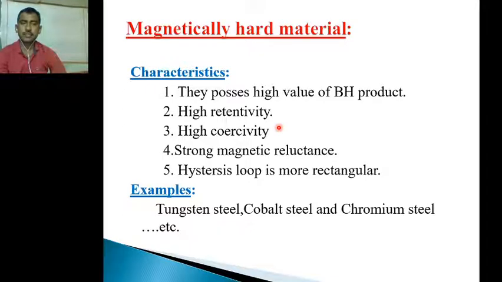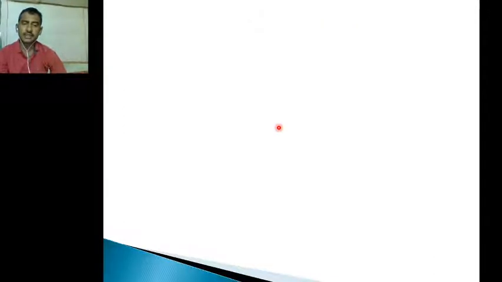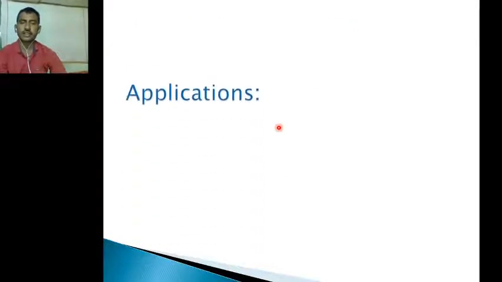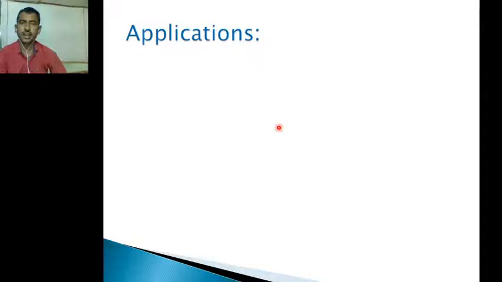And next, examples of magnetically hard materials. Tungsten steel, cobalt steel and chromium steel are examples of magnetically hard materials. And applications. What are the applications of magnetic materials? Here we discussed four types of magnetic materials. What are those four types? Ferromagnetic materials, diamagnetic materials, magnetically soft materials and magnetically hard materials.